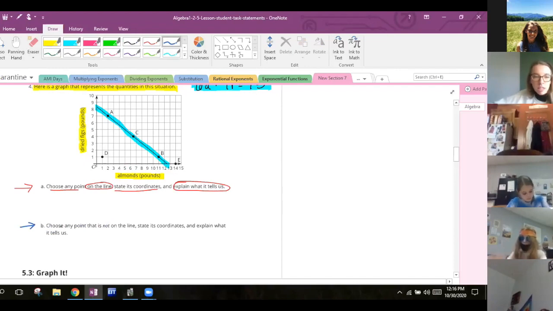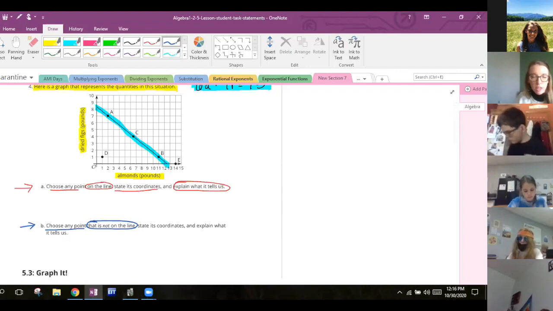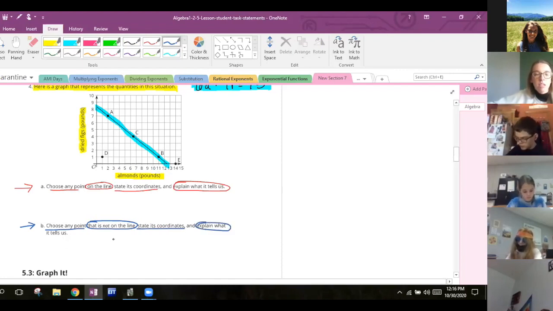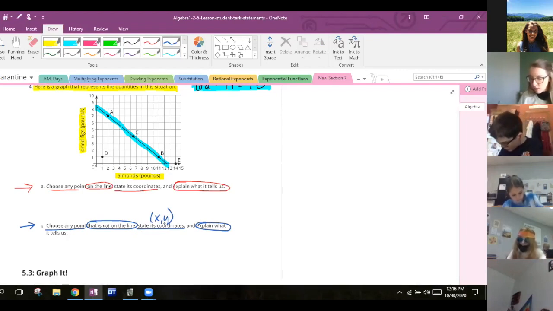Same for B. The only difference is you're going to choose any point that is not on the line. All right, and choose a point that's already given to you. You have A, B, C, D, and E on your graph. Use one of those points, and then state its coordinates, and then explain what it tells us. Remember, coordinates are just those X and Y coordinates. All right, I'm going to give y'all a few minutes, probably like 3 minutes should be plenty of time, and then we will discuss it. Ready, go.